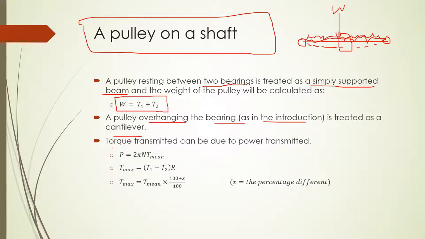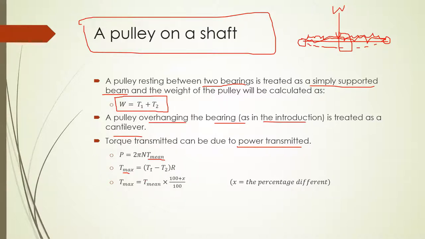Now, the torque transmitted is due to power transmitted, because power is equal to 2 pi nT. But that torque from power is the mean torque, guys, or average torque. The maximum torque is (T1 minus T2) times R. I'm sure you also know this from science. You are people of mechanical.